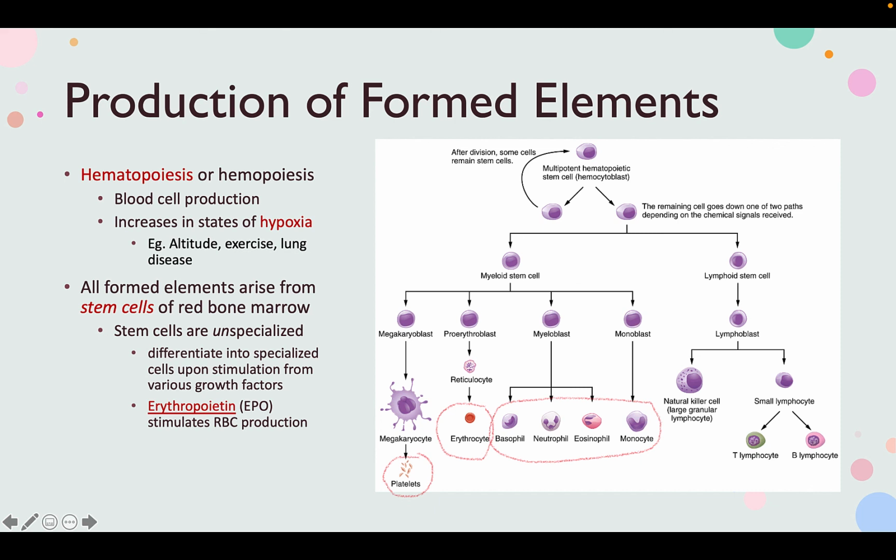All right, we'll get to that in a little bit, but just understand that stem cells are undifferentiated, unspecialized, and they differentiate to become certain cells, and erythrocytes are stimulated from the erythropoietin influencing stem cells to differentiate into them.